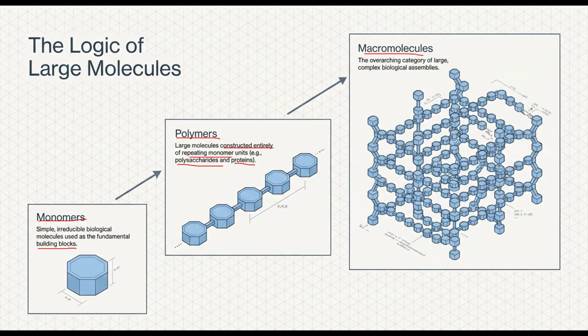Then we have macromolecules. They are the overarching category of large complex biological assemblies, which means macromolecules are the broad category of large biological molecules, including carbohydrates, proteins, and lipids. So basically, living organisms create complexity by combining many small units into larger systems.